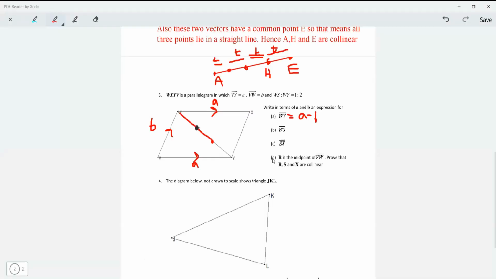Now, R is the midpoint of VW. So we'll put an R on it, somewhere on VW. Then the question says to show that R, S, and X are collinear. So this is R, S, and X. We need to show that all three of these points lie on a straight line.